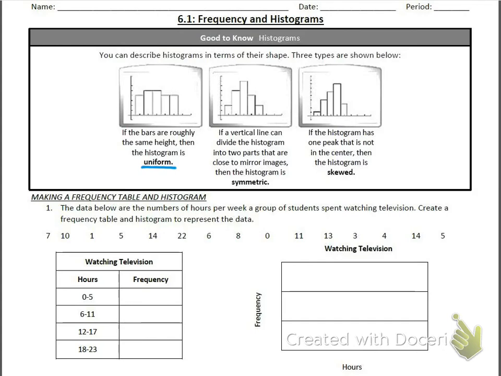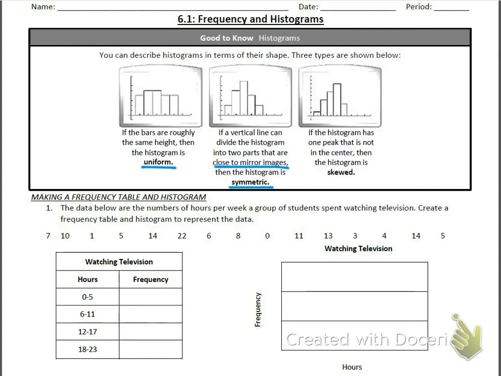If you notice, all of the bars are approximately the same height, but they're not all exactly the same height. But if they're approximately the same height, that is called uniform. If you can take a vertical line and divide the histogram into 2 parts that are close to mirror images, and I want you guys to underline close to mirror images, so not exactly a mirror, but pretty close, then that histogram is called symmetric.